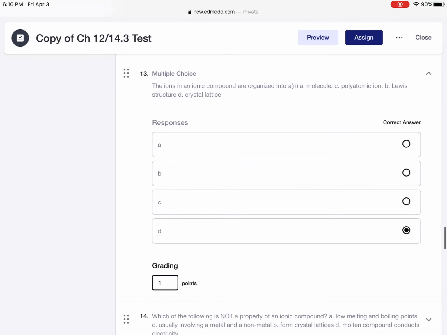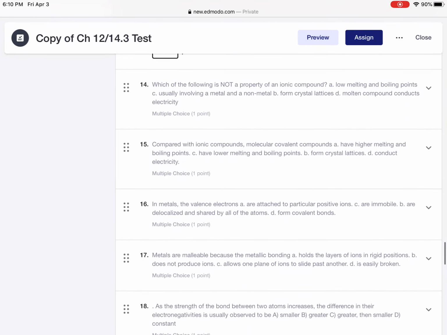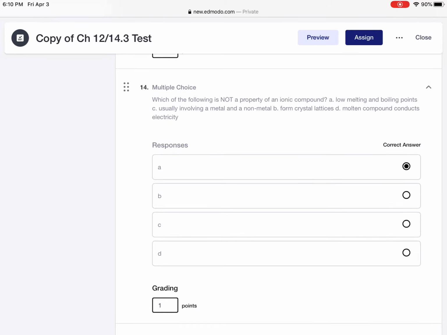13. The ions in an ionic compound are organized into crystal lattices. That's the property of an ionic compound. 14. Which of the following is not a property of an ionic compound? They tend to have high melting points because of all that Coulombic attraction. So that one is the one that's out. The rest meet the definition for ionic compound.